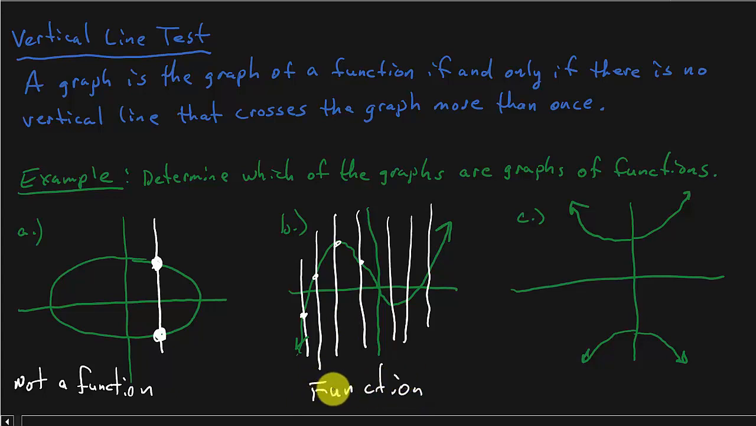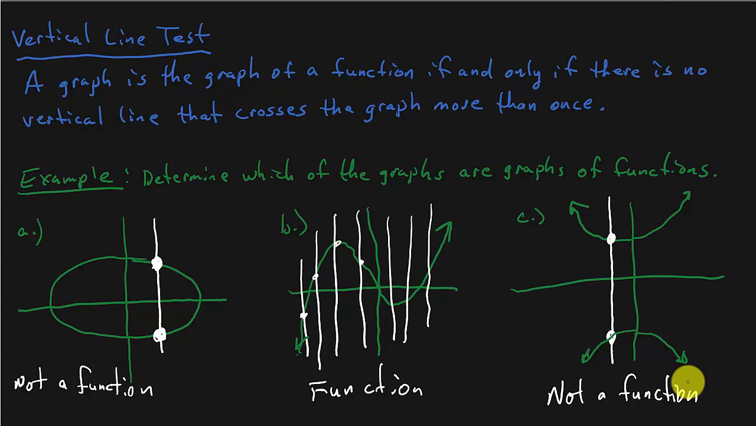Okay. Now what about the next one, C? Well, look at this. You see the vertical line I've drawn? It intersects the graph in two different places. So that means this is not a function. All right. So what we've done so far is we've had a set of ordered pairs. So you can't have the same x coordinate with two different y coordinates.